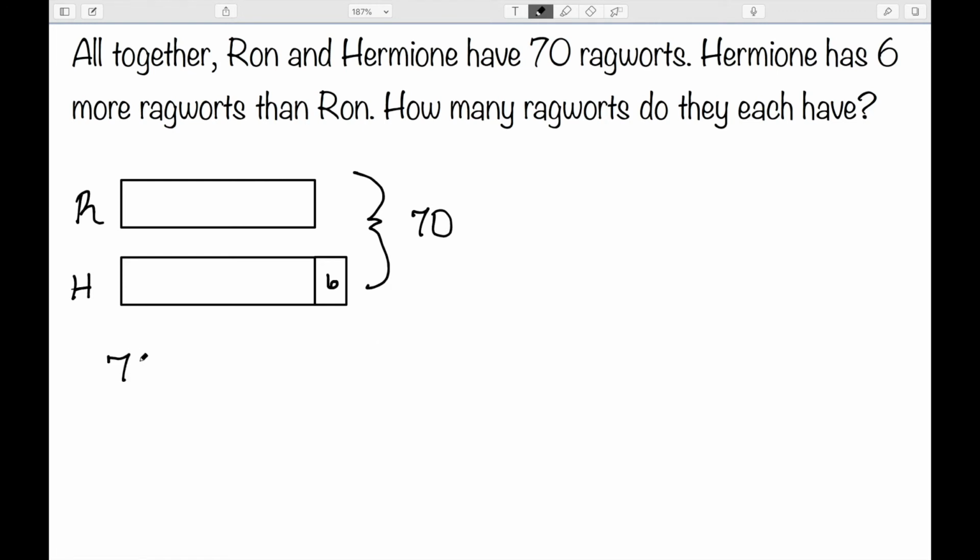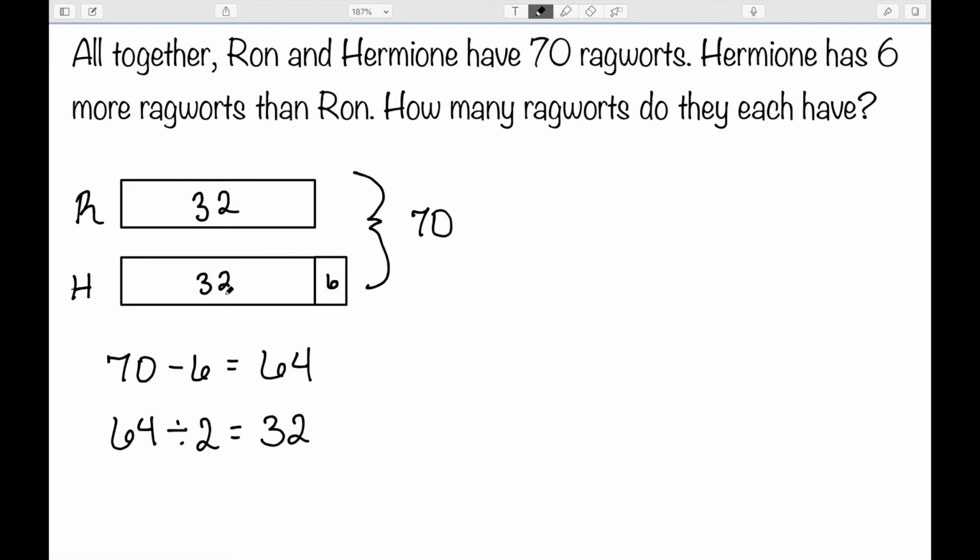Well, we could see that we could subtract 6 from 70. That would give me 64 that has to represent the 2 empty places. Since I need to split those between Ron and Hermione, dividing by 2 would give me 32. So Ron would have a total of 32. Hermione would have a total of 32 plus 6, or 38.